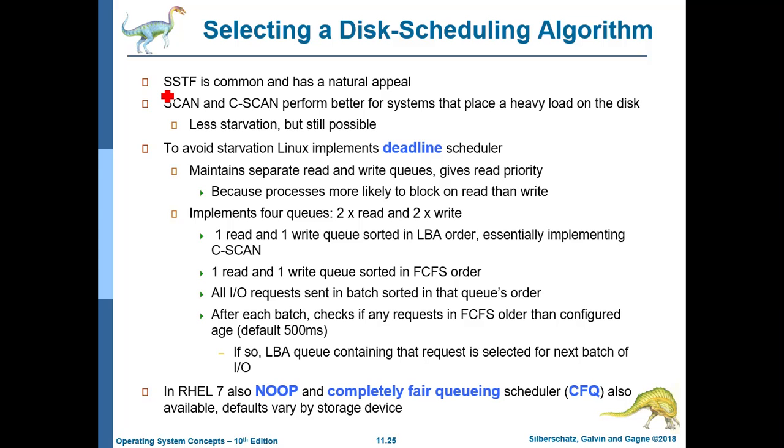So what is NOOP? The Linux NVM scheduling algorithm is FCFS, but with adjacent requests merged into fewer, larger IO requests. That is the definition of NOOP, while the completely fair scheduler, or CFQ, is the default IO scheduler in Linux kernel 2.6 and later versions.